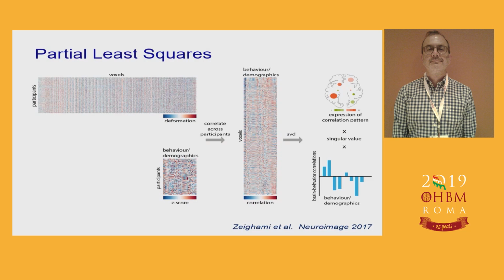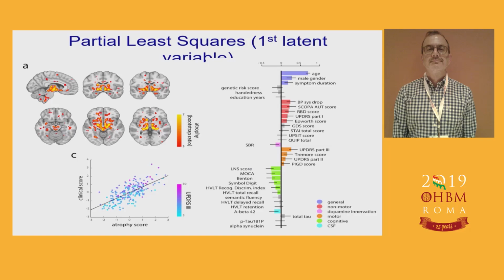And in this case, we actually used partial least squares, where we had brain atrophy on the one hand in the patients and behavioral and clinical information on the other hand, and looked for patterns of covariance between the two. And we identified a latent variable. And the first latent variable that we identify with this looks exactly like the atrophy map that we had identified previously using ICA. Now it's the same data set, so it's not necessarily too surprising.